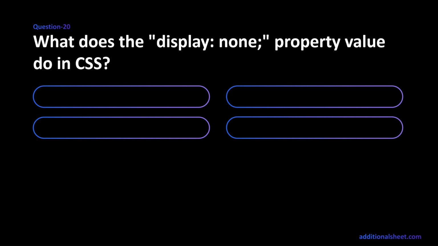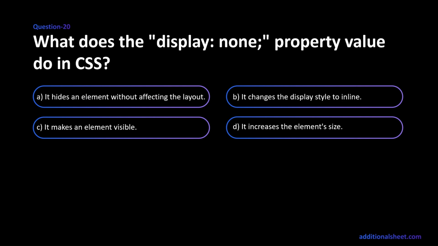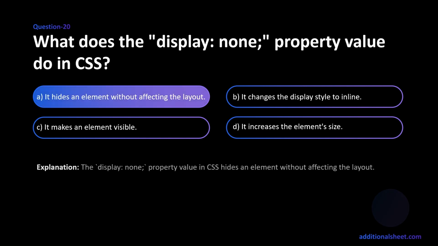Q20. What does the display: none property value do in CSS? Options are: A. It hides an element without affecting the layout. B. It changes the display style to inline. C. It makes an element visible. D. It increases the element size. Correct answer is option A. The display: none property value in CSS hides an element without affecting the layout.